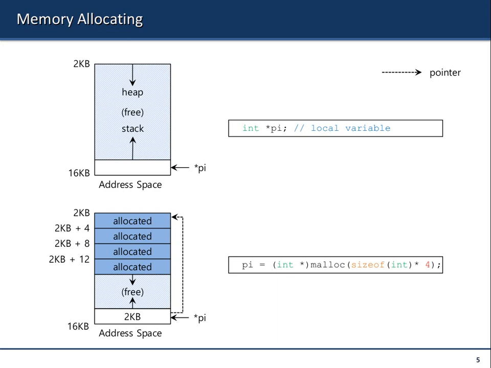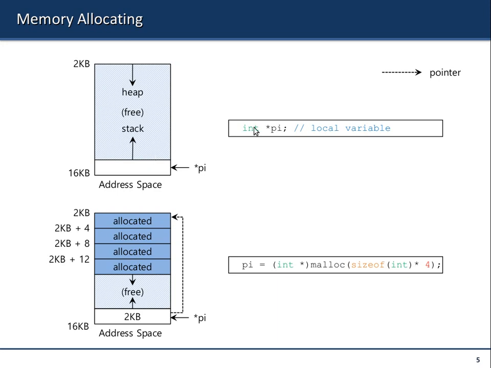You can think something like that, okay? Now, if you have, in your C program, a variable here, PI is probably a pointer to an integer, okay? Int star PI. So this is a local variable, okay? So the local variable is stored in the stack. Okay, so this is the memory.